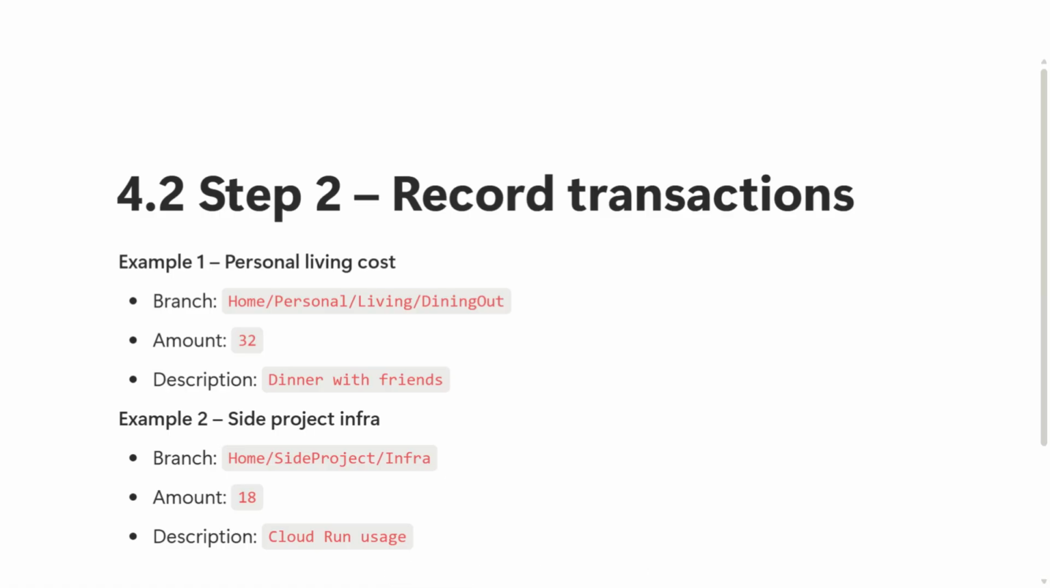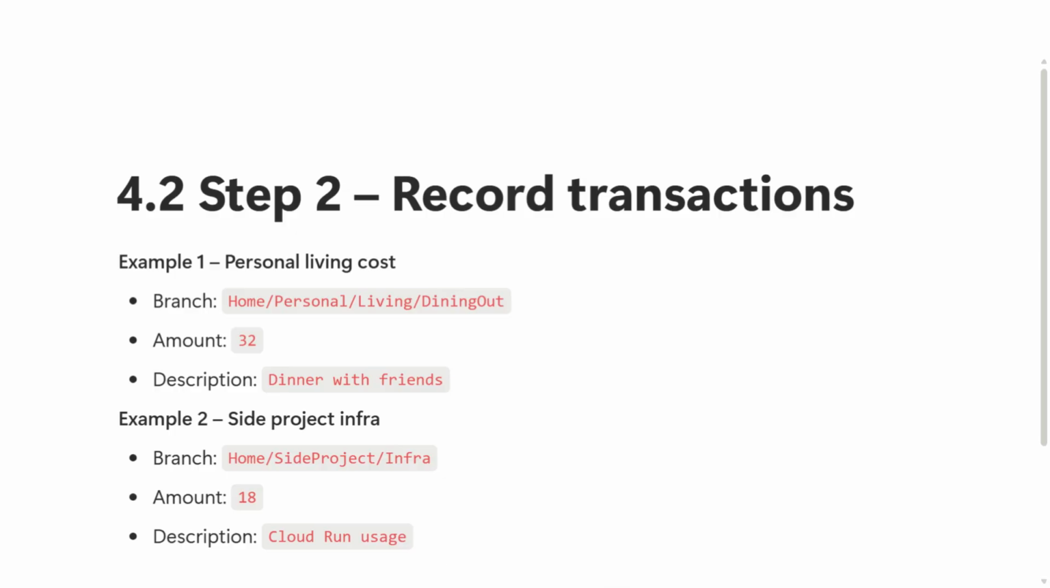Actually, it would be minus 32 because it's an expenditure. So in the description, I just write down dinner with friends. So later, when I check my records, I can immediately figure out what this payment was.